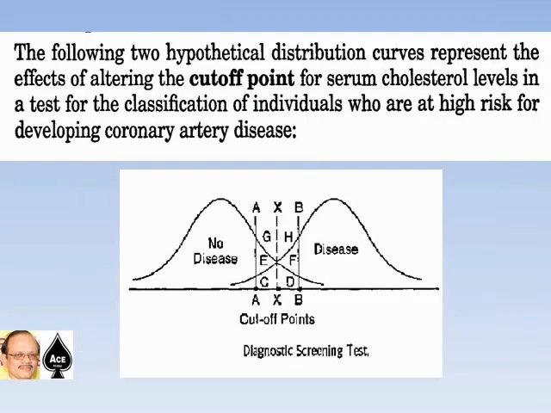The following two hypothetical distribution curves represent the effects of altering the cutoff point for serum cholesterol level in a test for classification of individuals who are at high risk for developing coronary artery disease. The chart shows the diagnostic screening test and cutoff points. On the left side you can see the no disease curve, and on the right side you can see the disease curve. The points marked are A and B, and the lines C, D, E, F, G, H are marked there.